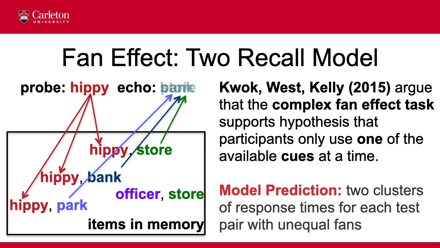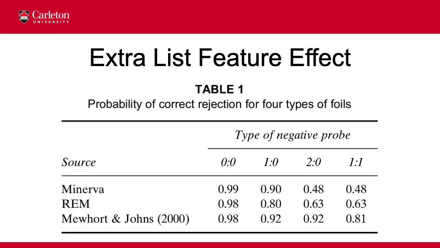If individual response times are a function of the fan of only one item in each test pair, we should expect to find two clusters of response times for each test pair with unequal fans, one cluster that is a function of the smaller fan, and one cluster that is a function of the larger fan. Testing this empirical prediction of the two retrievals model is a matter of future work.